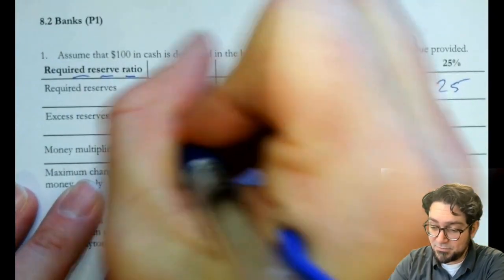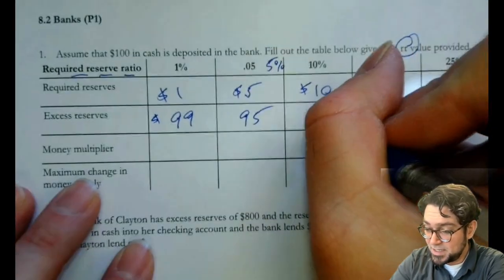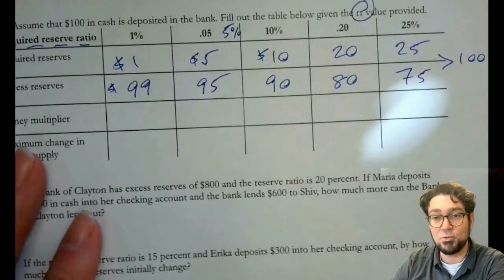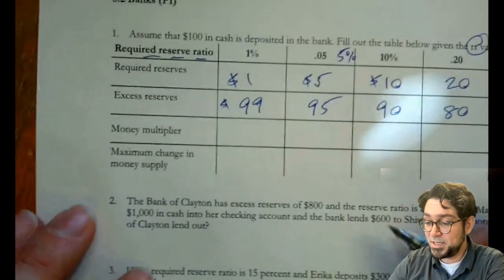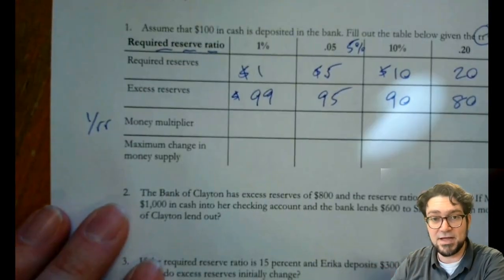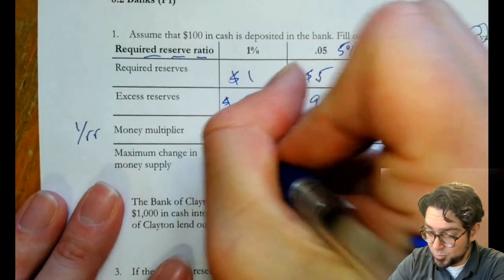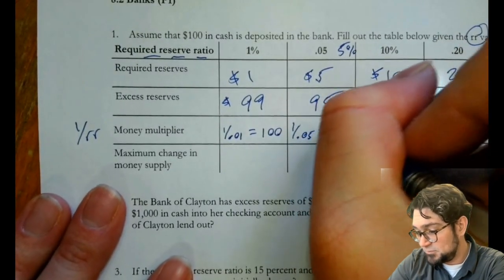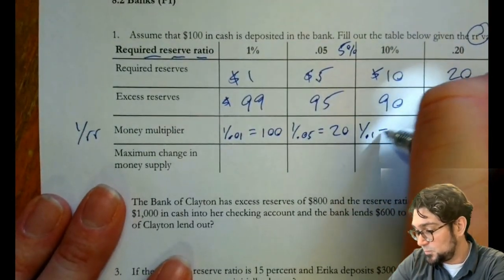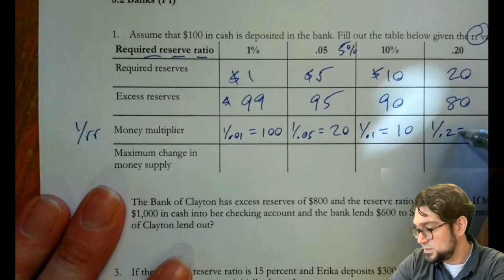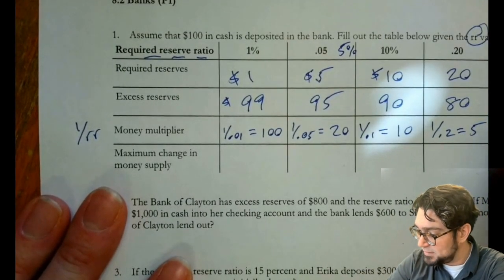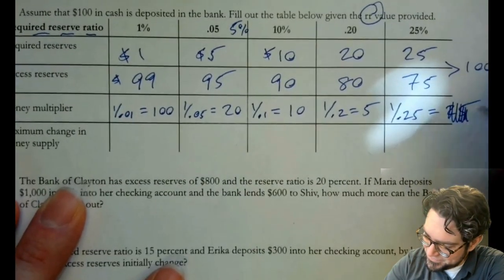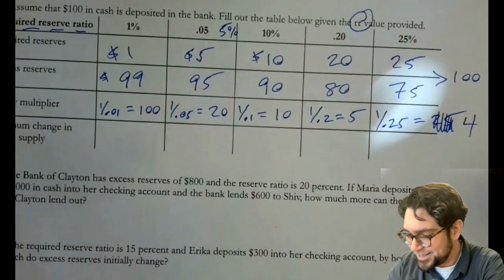Here they have excess of 99, 95, 90, 80, and 75. That's because those two must equal 100. That's how much got deposited. The money multiplier is always just 1 over that RR value. And so 1 over 0.01 is equal to 100. 1 over 0.05 is equal to 20. 1 over 0.1 is equal to 10. 1 over 0.2 is equal to 5. And 1 over 0.25 is equal to, not 25. Oh my goodness. 4. Duh. I can't believe that one was silly.